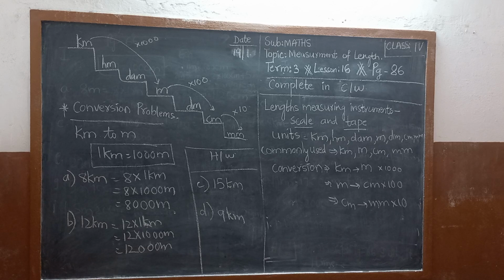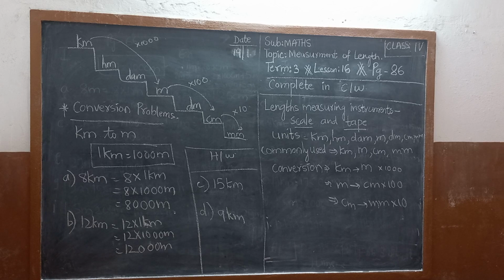Okay, now see what units we have for length. Kilometer, hectometer, HM means hectometer, DAM is decameter, meter, decimeter, centimeter, millimeter. You read with me now. Kilometer, hectometer, decameter, meter, decimeter, centimeter, millimeter. Okay, again read.